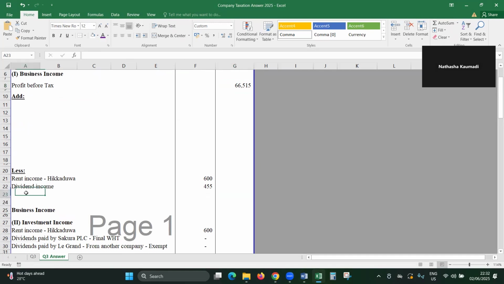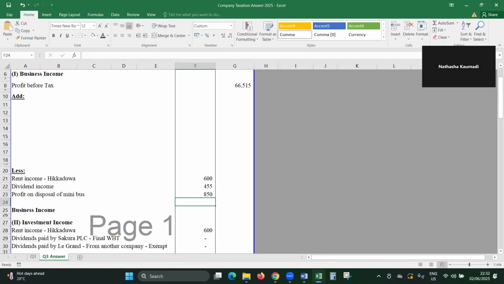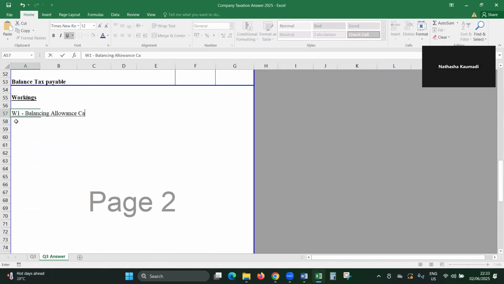I'll be removing that. Profit on disposal of minibus. How much is the profit? 850. First, I remove that 850. And then, even though I remove the accounting profit, I need to calculate the tax profits on taxation. That means we call it balancing allowance. So now I need a working for that balancing allowance. Working one, balancing allowance calculation.